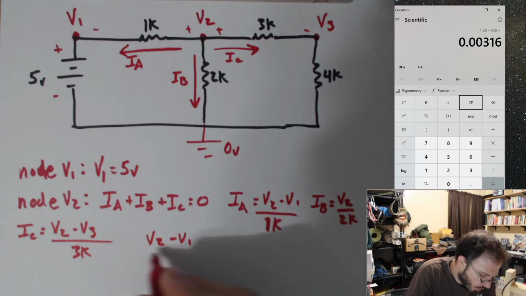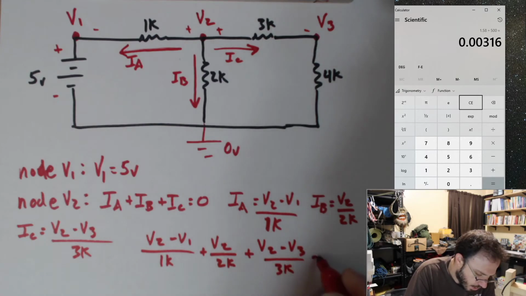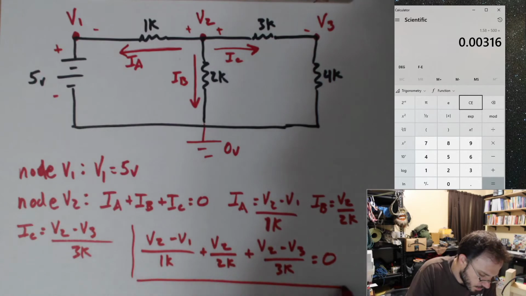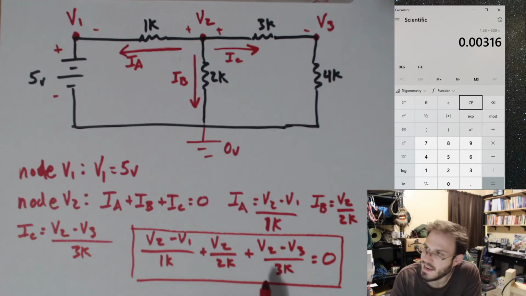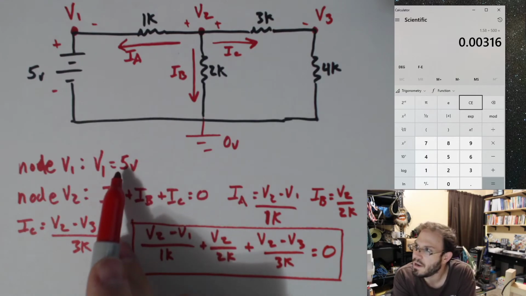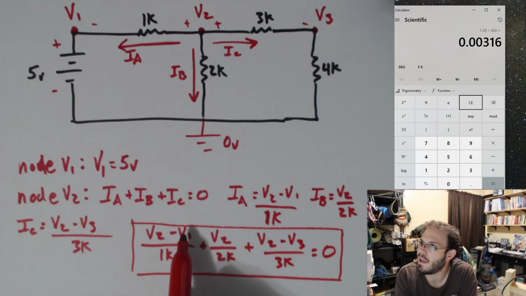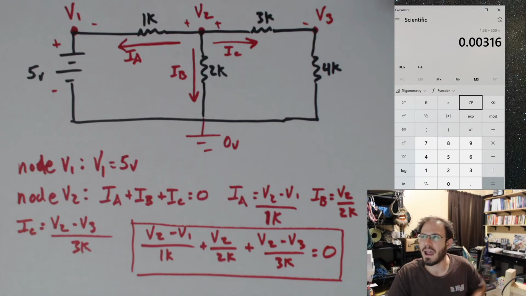V2 minus V1 divided by 1K plus V2 divided by 2K plus V2 minus V3 divided by 3K all equals 0. And I now have my second equation. The nice thing here is I already know what V1 is. I can just put 5 volts in for everywhere that I see V1 in these next equations. All right, let's do node V3.